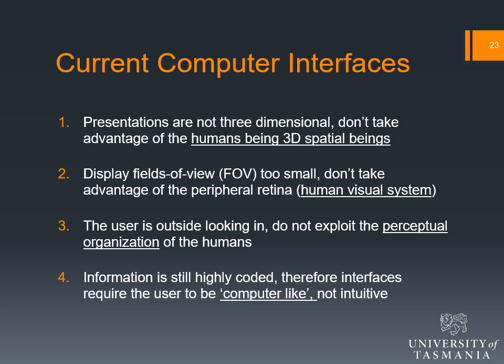Number 4, information is still highly coded. Therefore, interfaces require the user to be computer-like. What it means is that you have to understand them before you actually learn how to use them. This would be, let's say, a new application on your mobile phone. You download a new game, so as much as they're still there, you still require quite a bit of learning. And it depends: if this application is more complicated, then you really have proper learning to do.